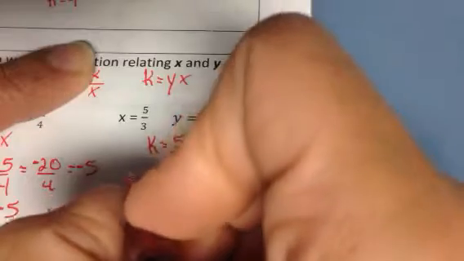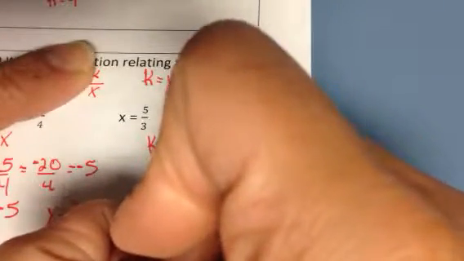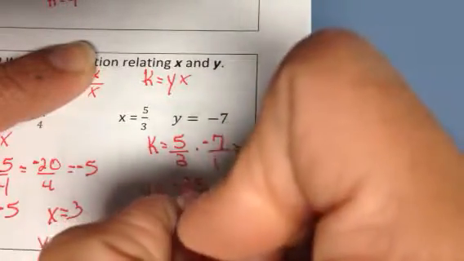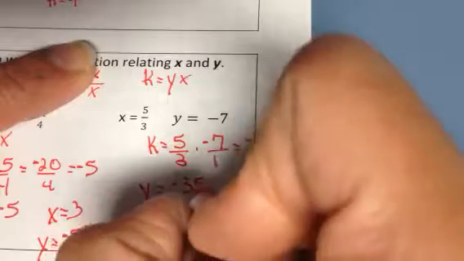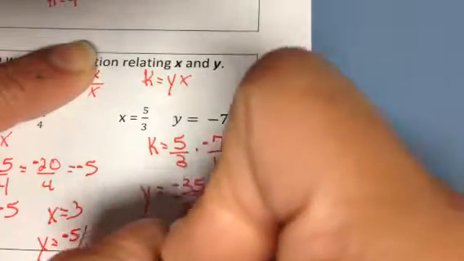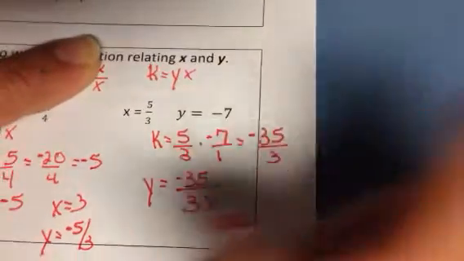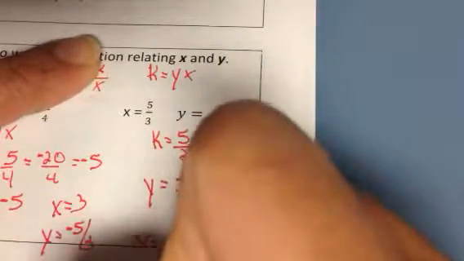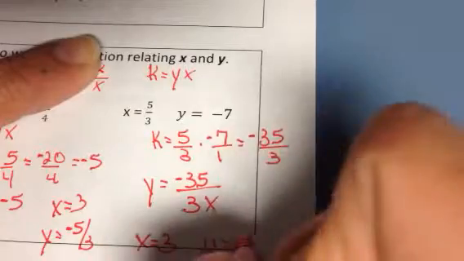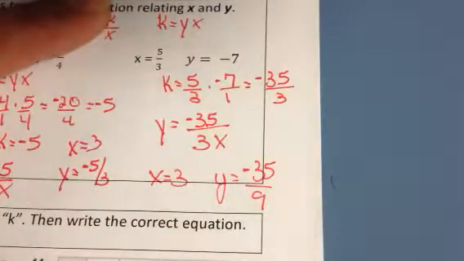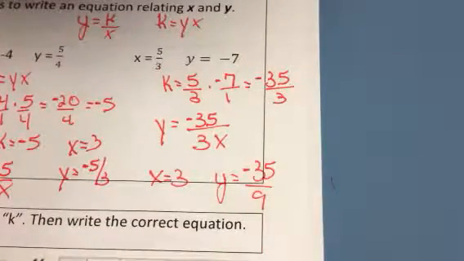So when you write the equation, y equals negative, I can't even write anymore, 35/3. And then the 3 just joins the x in the denominator. Okay? And now if x is 3, and I put 3 down there, I get negative 35/9 for my y. Okay? So that's how you do inverse variation a different way.